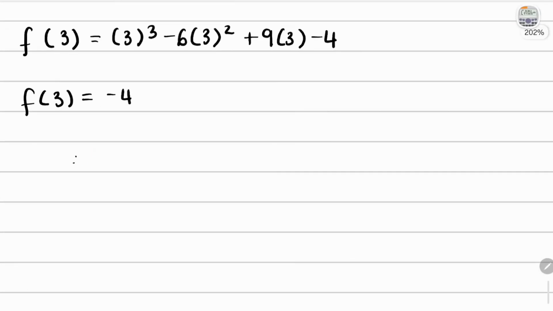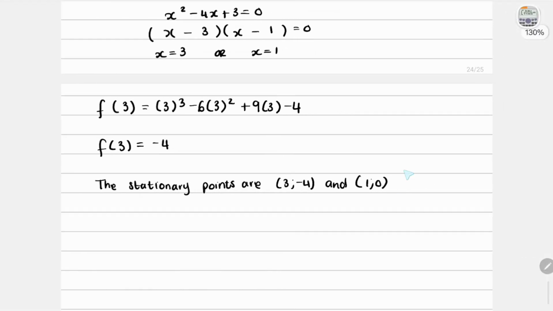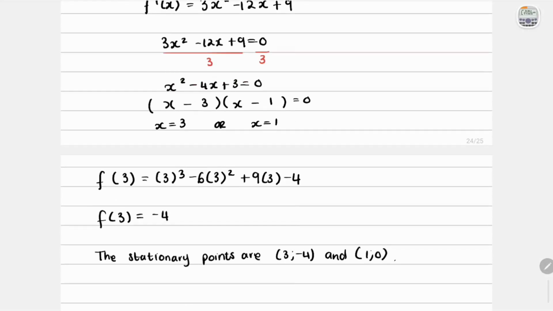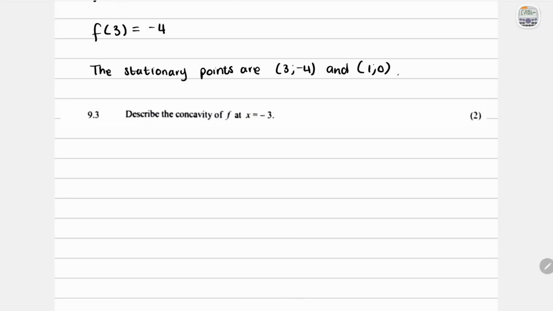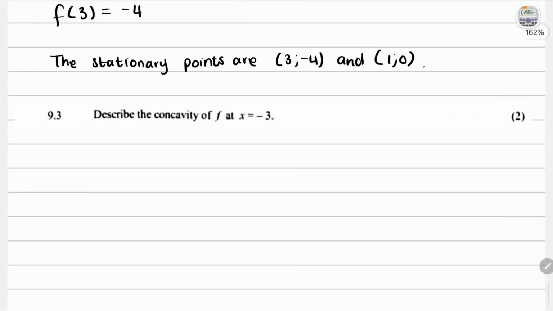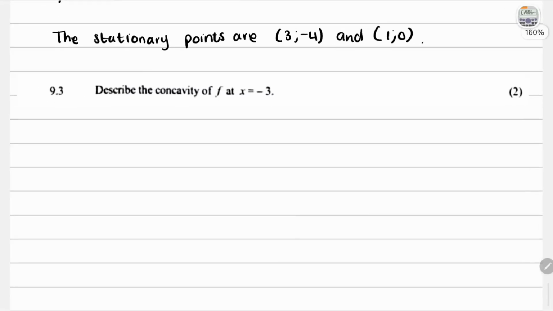So we'll tell them our stationary points are (3, -4) and (1, 0). Okay, so that's what we have there. Moving on to the next question. Question 9.3 says, describe the concavity of f at x equals negative 3. So they want to know whether it is concave up or down at x equals negative 3.